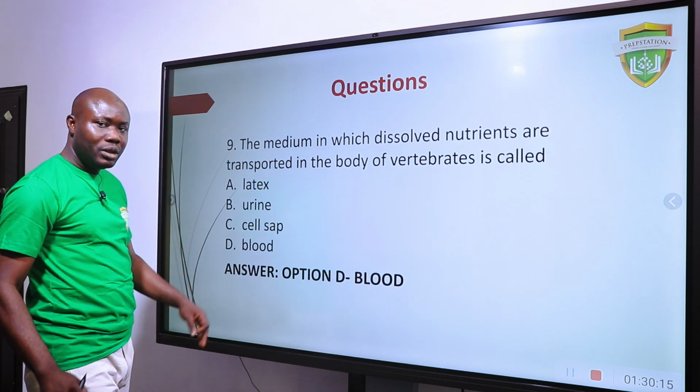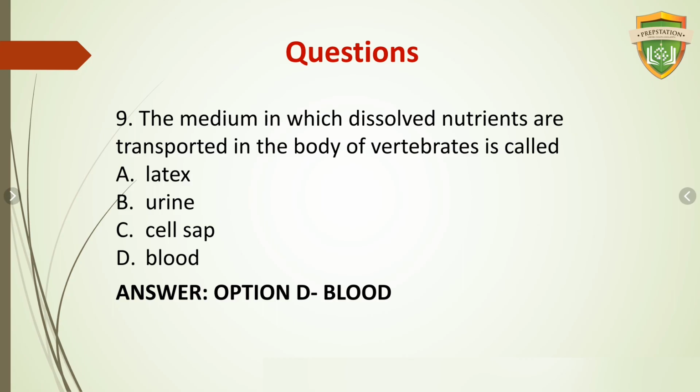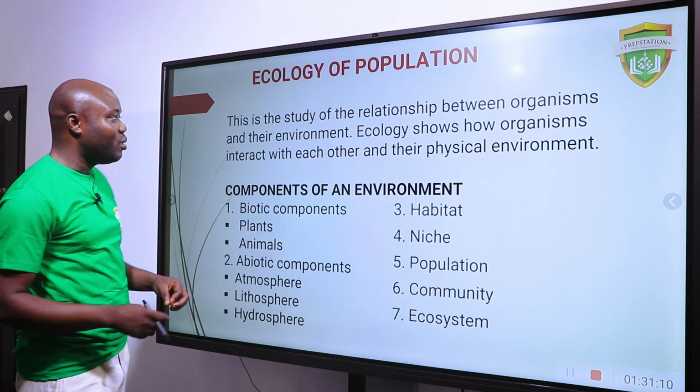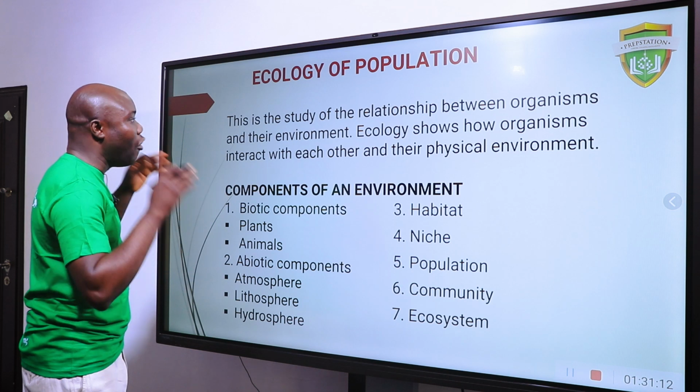Now, the next one. The medium in which dissolved nutrients are transported in the body of vertebrates is called latex, urine, cell sap, or blood. Our answer is blood. So now we'll be looking at ecology of population, which is the study of population.